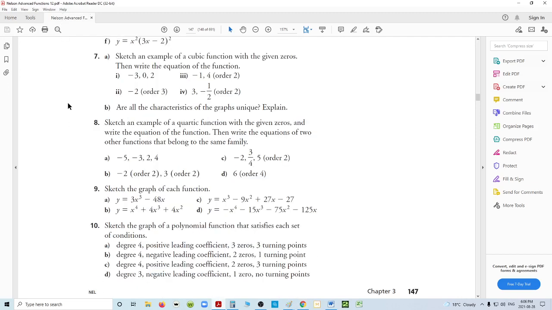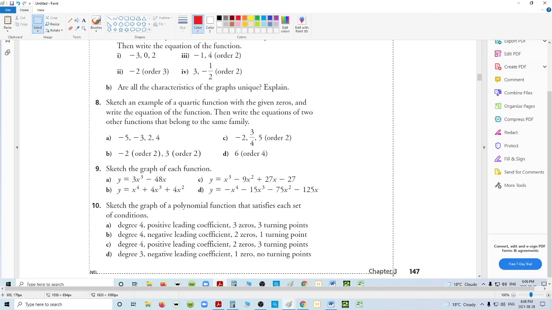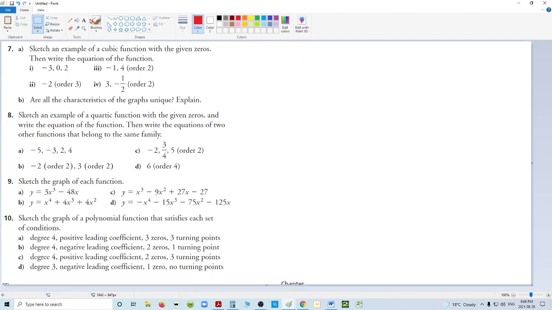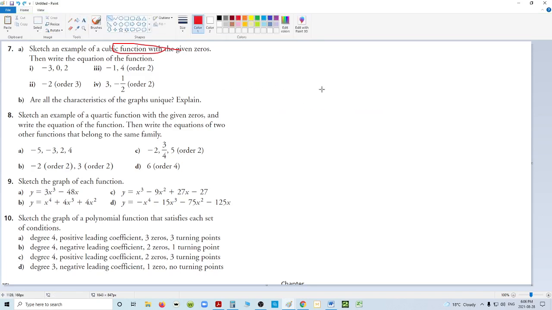Then they ask you, see, these aren't my favorite things to do, is sketch theoreticals. And that's pretty much what 7 through 10 is asking you to do. Sketch an example of a cubic, so you know it's x to the 3, with these zeros. Then write the equation. You can't really write the equation unless you have a clean dot. So, I mean, you can do your best. And just remember that when they give you the zeros, those are the roots.